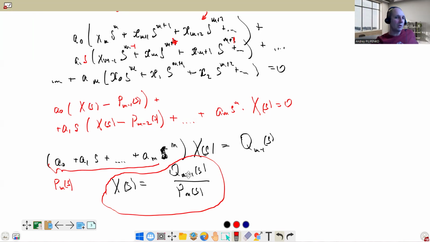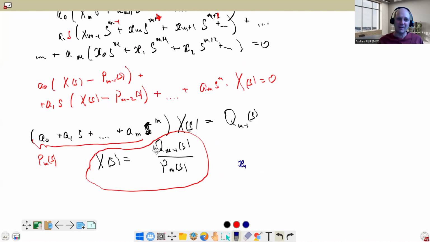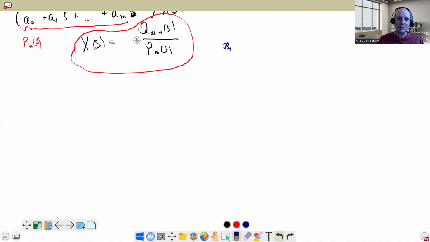By the way, if we know x0, x1, x2, up to x m minus 1, we can write down explicitly this polynomial. And we know this polynomial, so we know x of s. And theoretically, we may find the sequence xn via differentiation of this analytic function. Okay, this way is not nice. There is a simple way to expand x of s into a Taylor series.